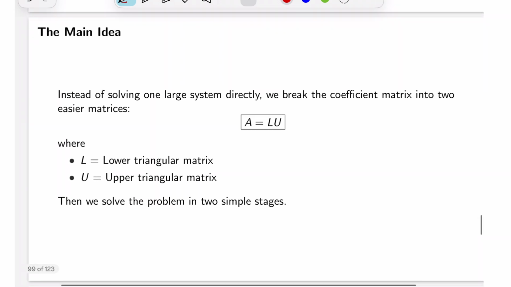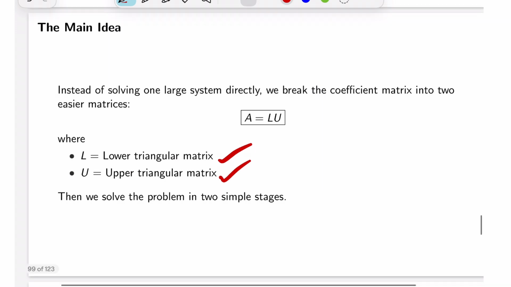So here is the main idea. Instead of solving one large system directly, we break the coefficient matrix into two easier matrices. So that is A is equal to L into U. Here L is a lower triangular matrix and U is an upper triangular matrix. Then we solve the problem in two simple stages.